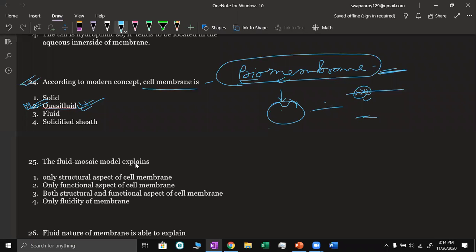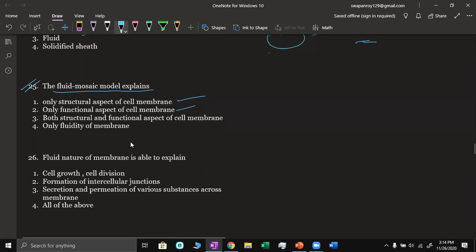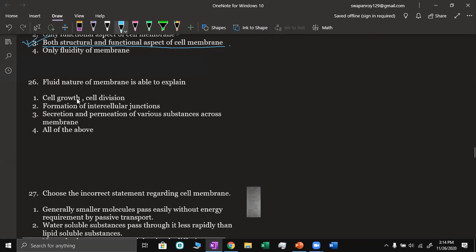Next, the fluid mosaic model explains what? Only a structural aspect of the cell membrane, only a functional aspect of the cell membrane? Yeah, structural also, functional also, both structural and functional aspects of the membrane. The fluid nature of the membrane is able to explain what?